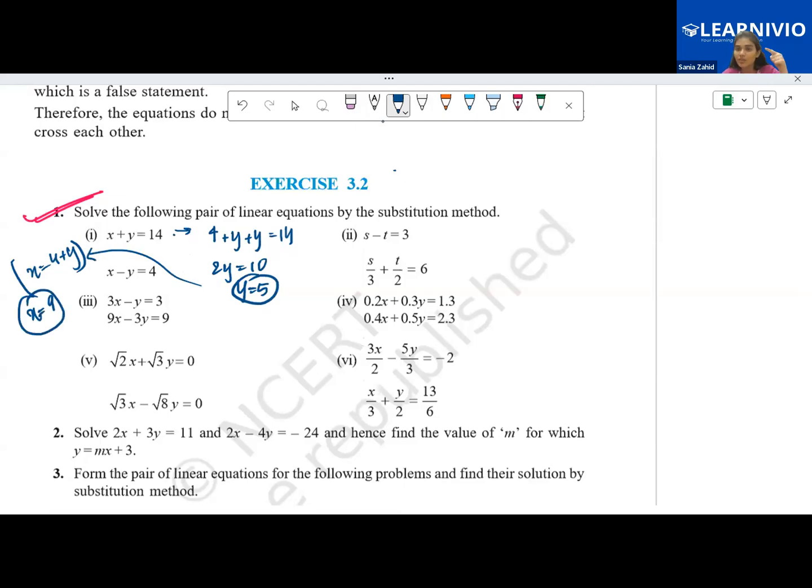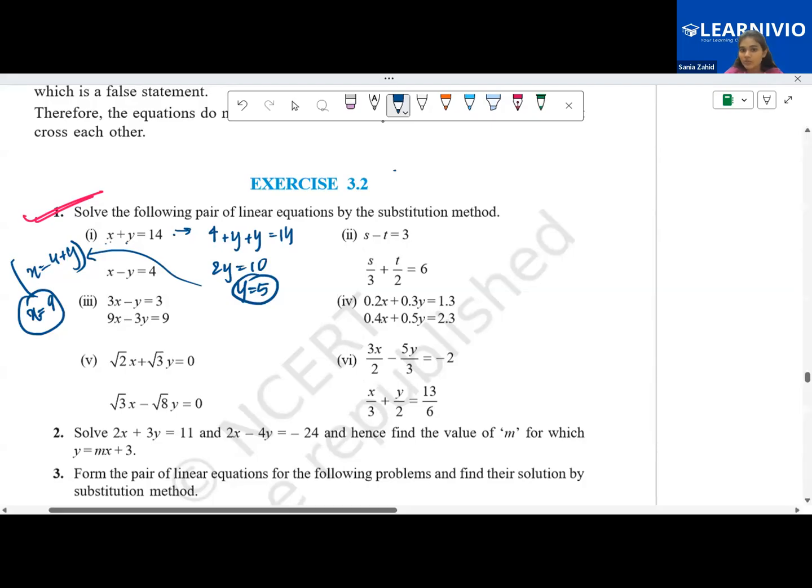Right, now you can also check your answer. 4 plus 5, that is x plus y, should be equal to 14. So 9 plus 5, is it equal to 14? Yes. So that means our answer is correct. Do you understand? Do you have any problem? Are you understanding? Yes. Am I not audible to you? Yes, ma'am, you're audible. I'm asking you, do you understand? Any doubt? Shall I move to the next one? Yeah, we can go to the next one.